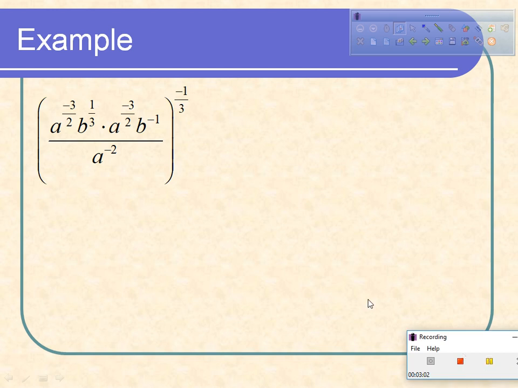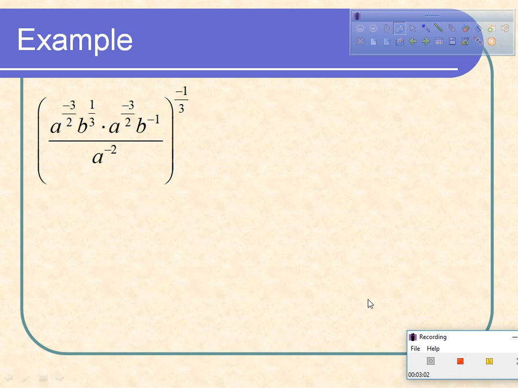While you write it down, it is a to the negative 3/2, b to the 1/3, and notice there's a times symbol right there, a to the negative 3/2, b to the negative 1, all over a to the negative 2, and the whole thing is raised to the negative 1/3. What we're going to be doing here is combining all 3 of what we learned yesterday into one problem. So these are the 4 types of problems that we're going to see for these 4 examples.